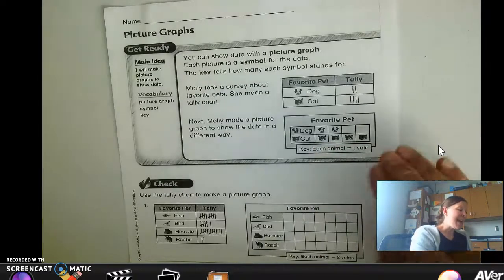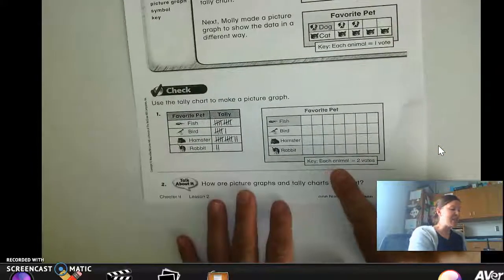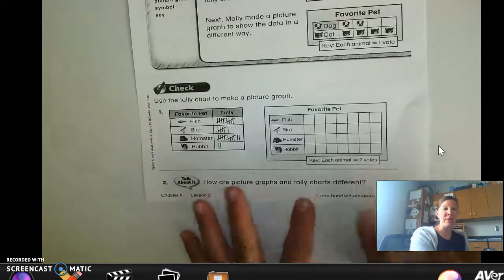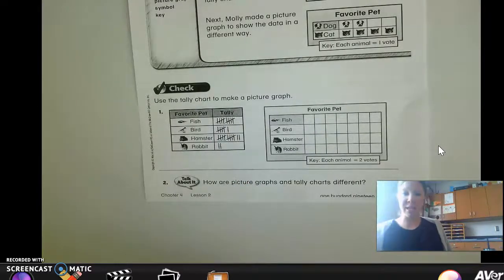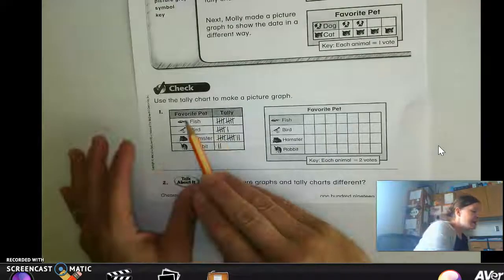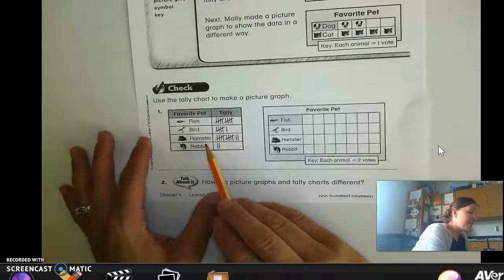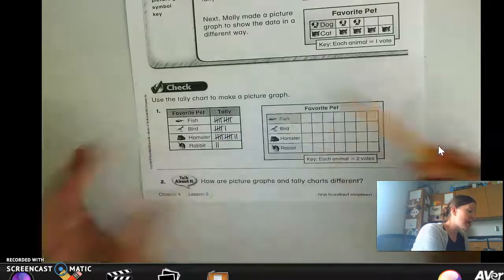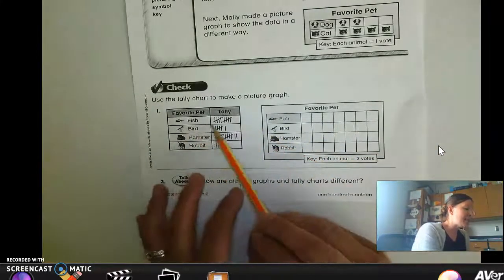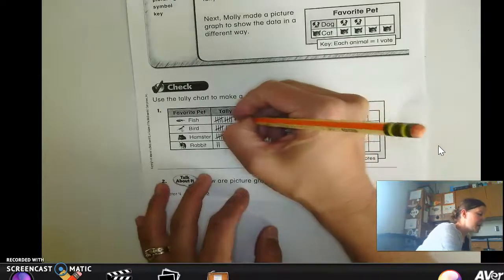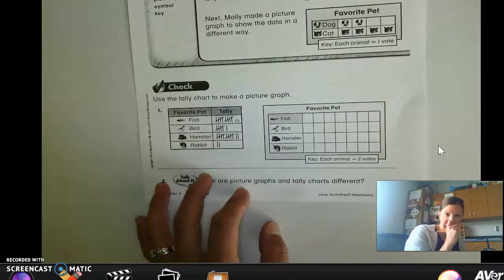Okay? If, like down here, it says each animal equals 2 votes. So I want to go over this a little bit with you because it can be a little bit tricky. All right, so number 1, it says favorite pet. There are 4 different pets that were asked about. We have fish, birds, hamster, and rabbit, okay? And when they did their tally graph, remember how this is 5 and 5, so I'm counting by 5s, 5, 10, okay? And maybe if it is helpful, I'll just write 10 right next to it.